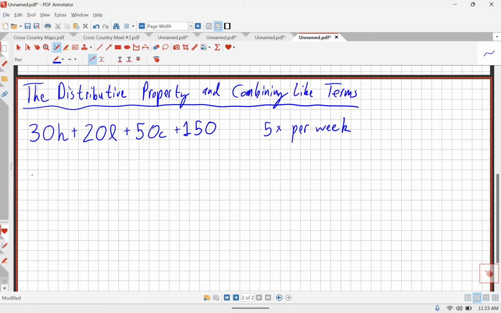Okay. So, guys, I'm going to show you something that I saw out there, and I want to know what you think of it. Some people did 5 times 30H plus 20L plus 50C plus 150. And what do you guys think? Is that correct or incorrect? I would say that it is. That's incorrect. Let's see if we can figure out why. Credence, what do you think is wrong about that?